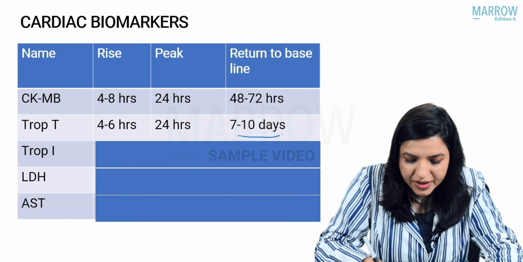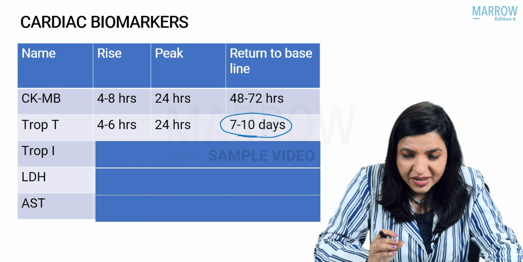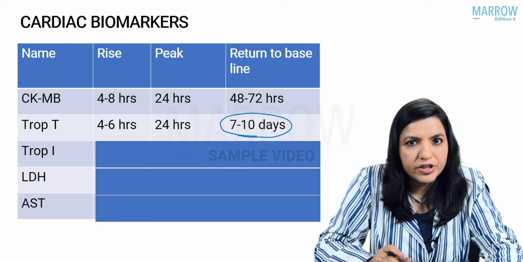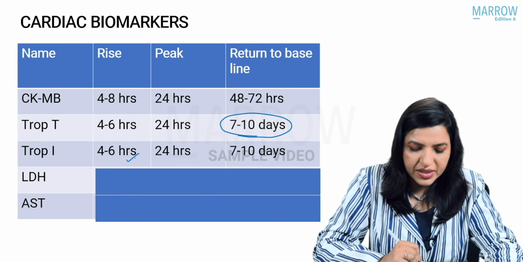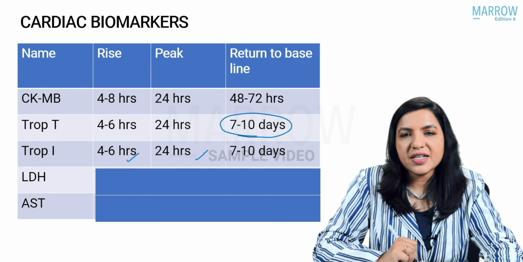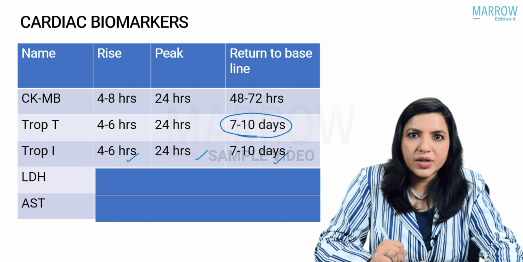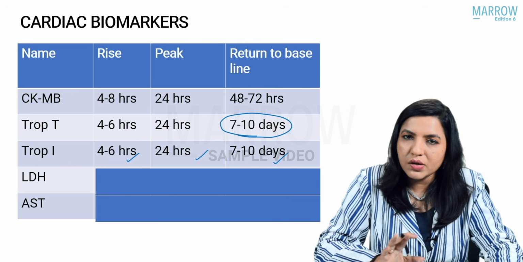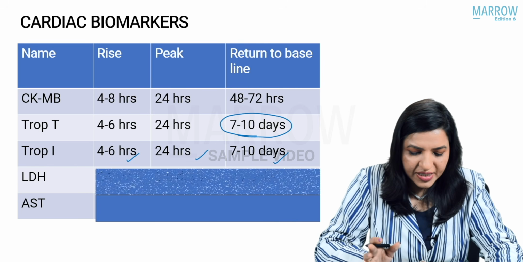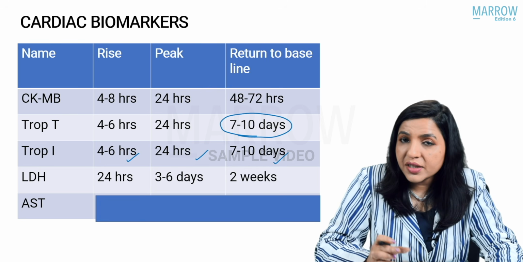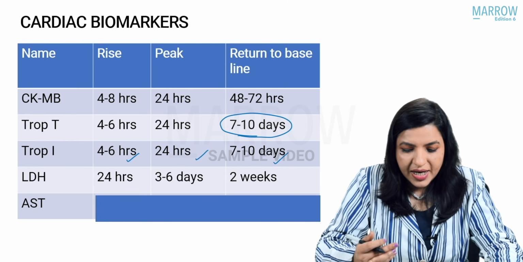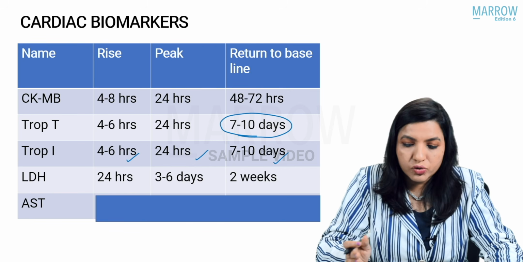And the advantage here is it is lasting longer, for about 7 to 10 days. Then TROP-I also starts to rise 4 to 6 hours, then peaks at 24 hours, and it will last 7 to 10 days. So T and I are almost the same. Then LDH starts to rise only after one day, then it peaks in 3 to 6 days and it lasts longer, for 2 weeks.